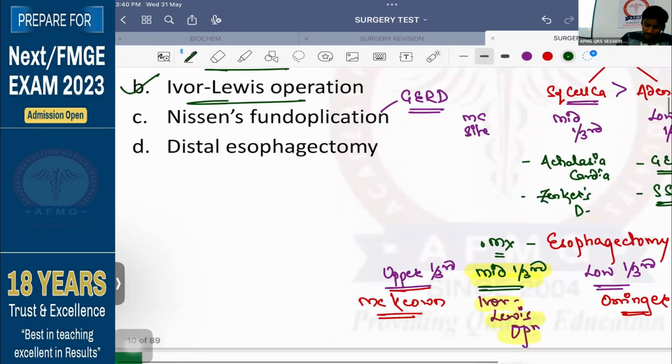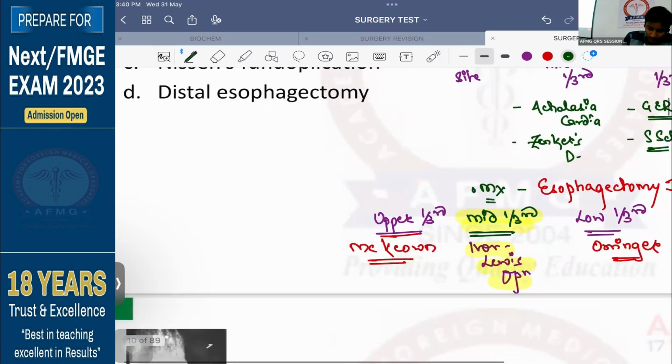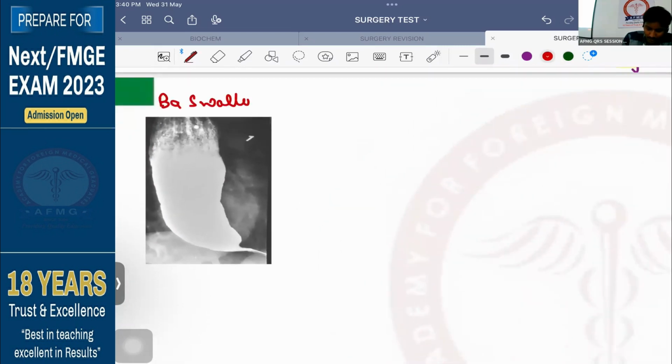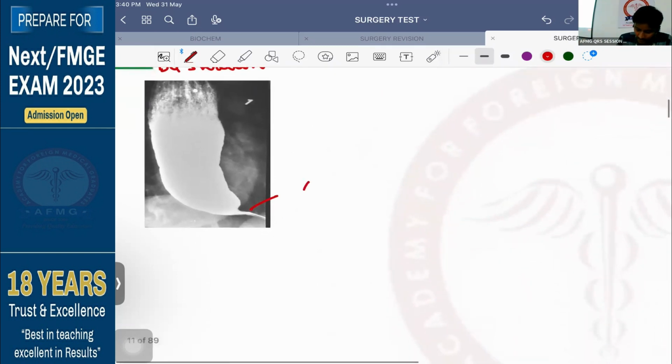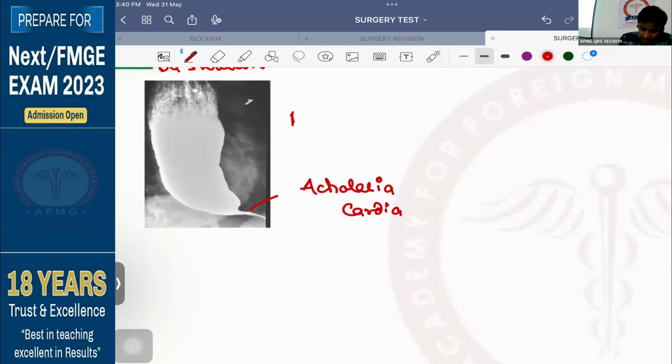ठीक है? So what is this appearance on barium swallow? Shabash. On this barium swallow, you are able to see sharp margins and a gradual narrowing. Therefore, it is a case of achalasia cardia. Please remember, it is a case of achalasia cardia. And definitely here we are able to see the bird beak appearance. I've told you, you never call this rat tail. Interchangeable terms nahi hote dono.